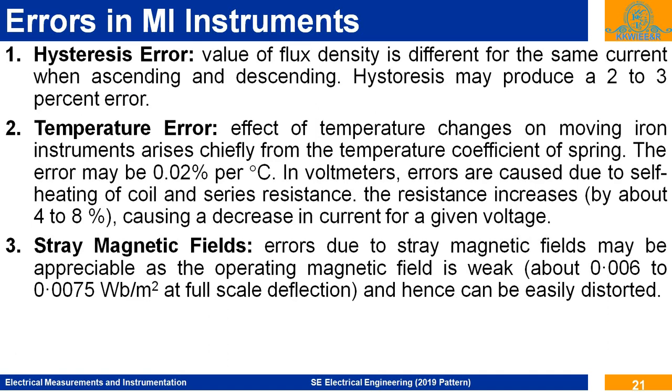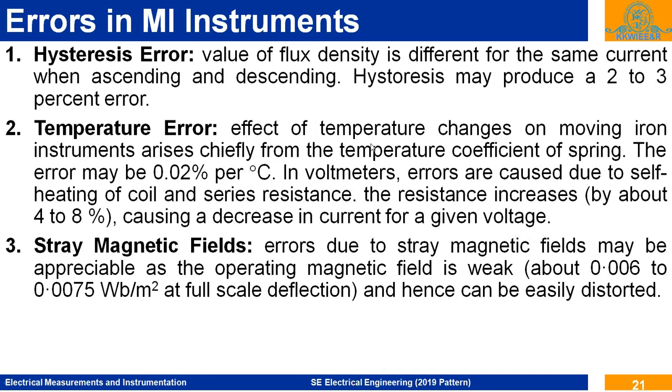Say, for example, a 0 to 50 ampere ammeter is there, and the current increases, and say at the 20 ampere magnitude, the hysteresis generated when current increases to 20 ampere is different, and when it decreases from 50 to 0 at 20 ampere, the hysteresis error will be different. So generally it is 2 to 3% as current increases and decreases.